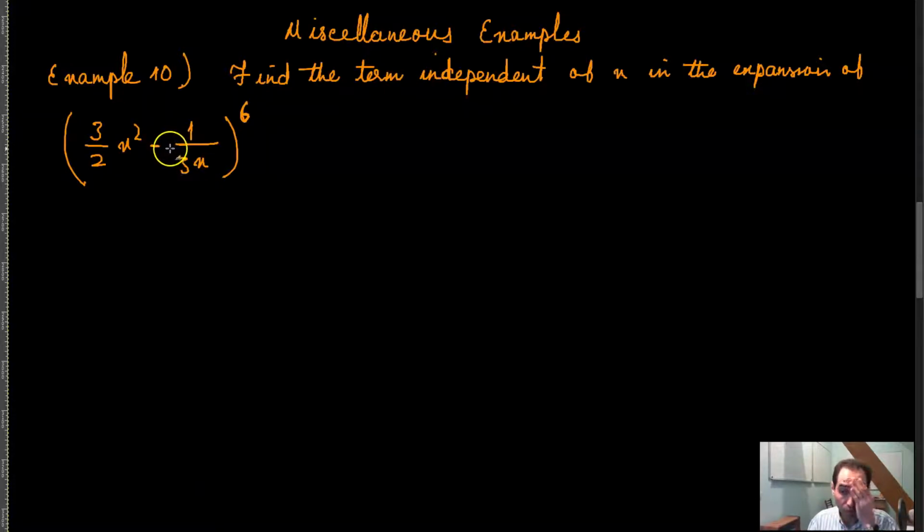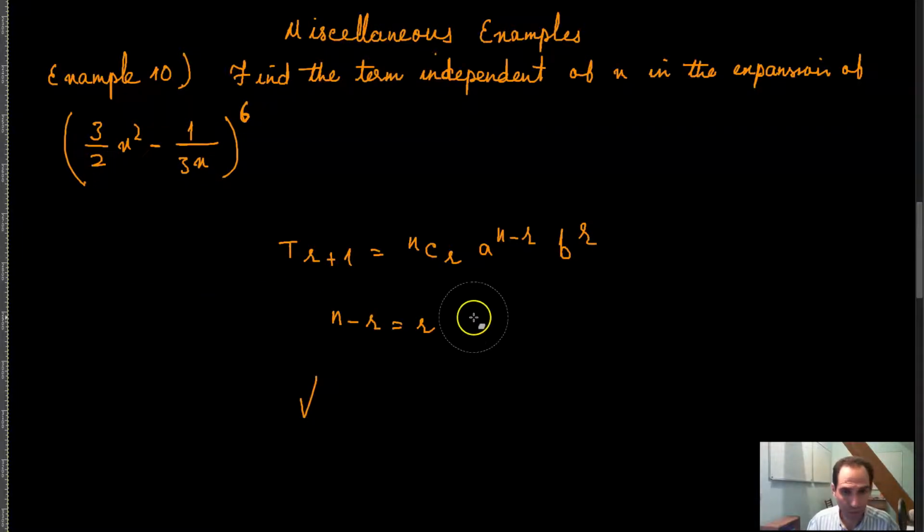Basically the term becomes independent of x when the general term of this expansion, T(r+1), is equal to nCr, which is the coefficient that doesn't contain any x, the variable is not there. Then you have a raised to the power n minus r and b raised to the power r. These two contain x, because you have x in a and x in b.